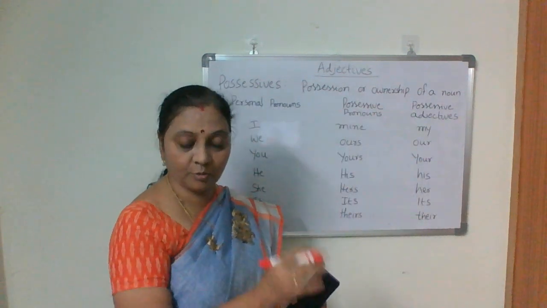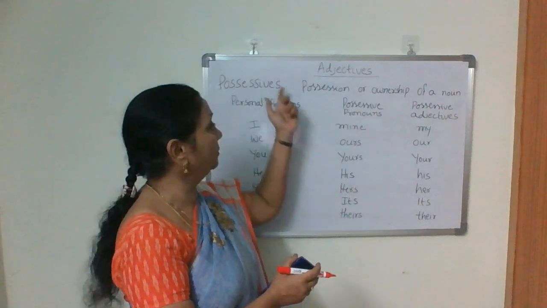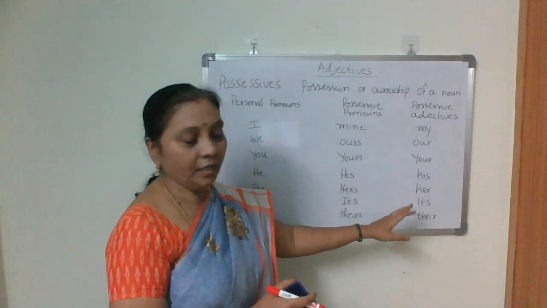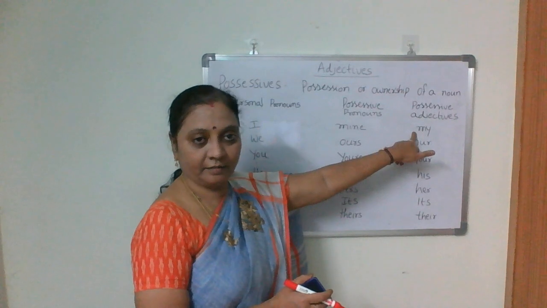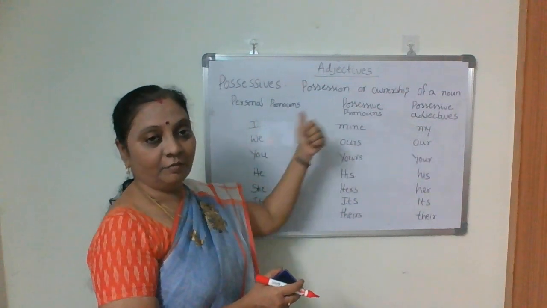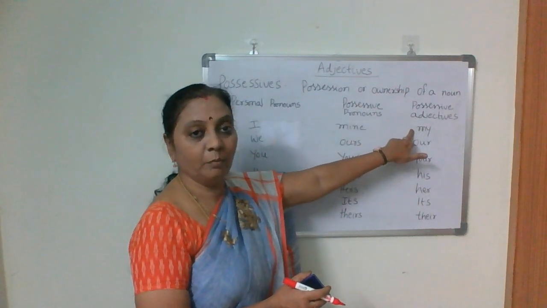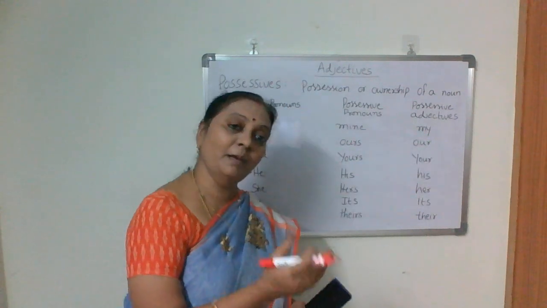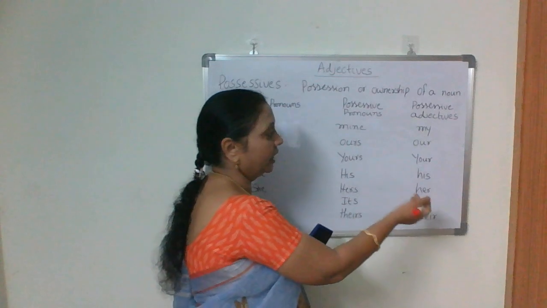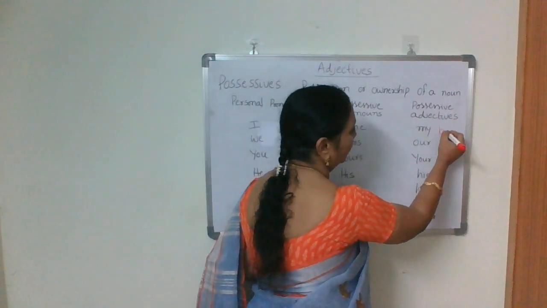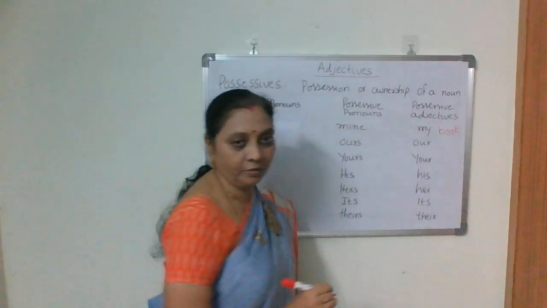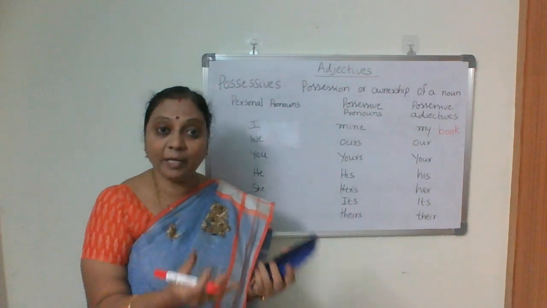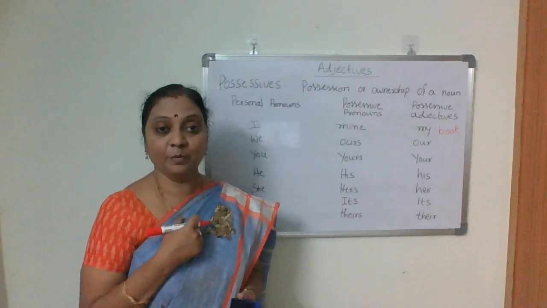Now, come to the present topic. Possessive adjectives or possessive determiners or simply possessives. Okay, what are those? My. Okay, for I, what is the possessive adjective? My. But this is not complete. After that, you have to add some noun. My book. Okay, book is noun and my is, this is my book. My, it is my possession.